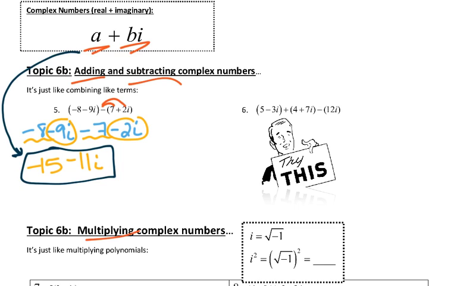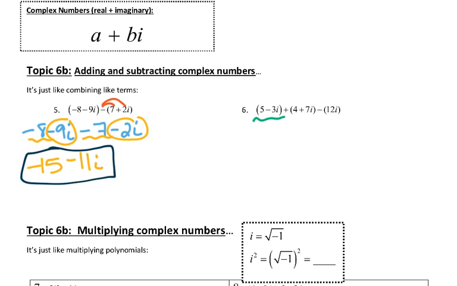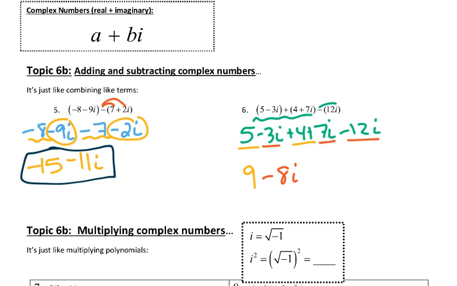So the first groups here are just being added, so the parentheses aren't doing a whole lot, but that negative is going to affect the 12i. Then we combine our like terms, and this is going to be our final answer, 9 minus 8i.